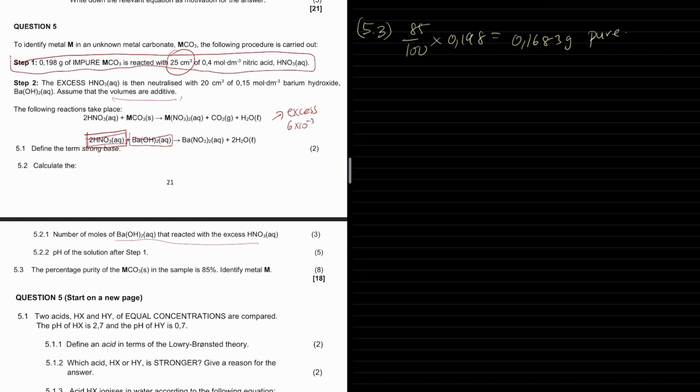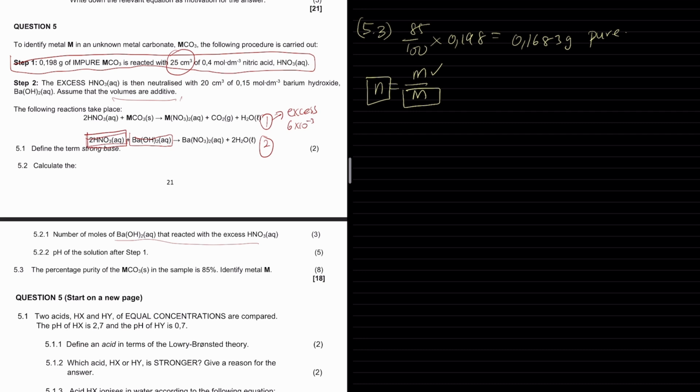Now, to calculate what M is, we use the formula n = mass over molar mass. So what we want is the molar mass. We know the mass, but we don't know the number of moles. So we need to work out the number of moles by going through these reactions. So reaction 2 and reaction 1. We'll start with reaction 2 and then we'll make our way forward.